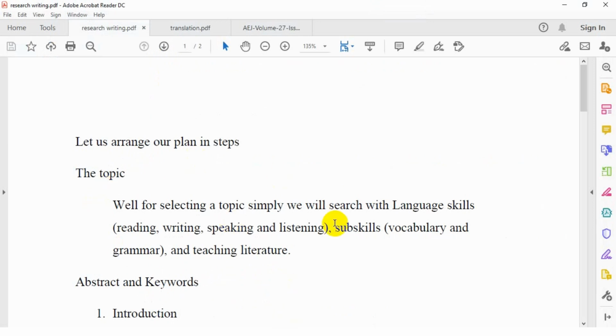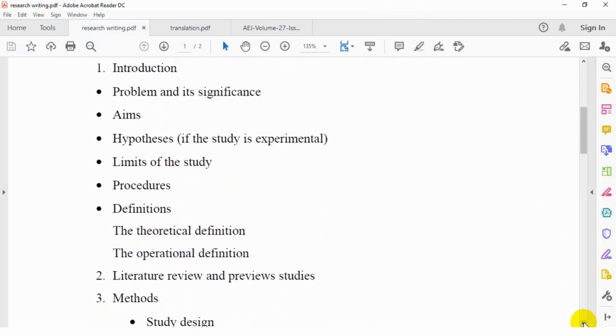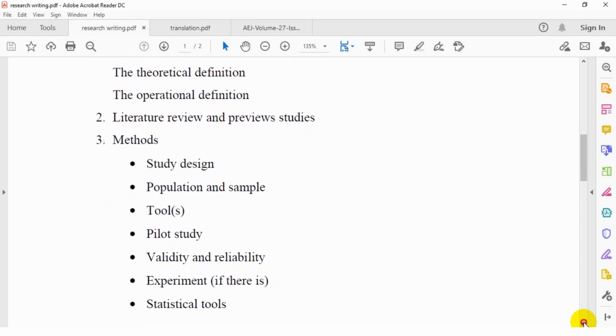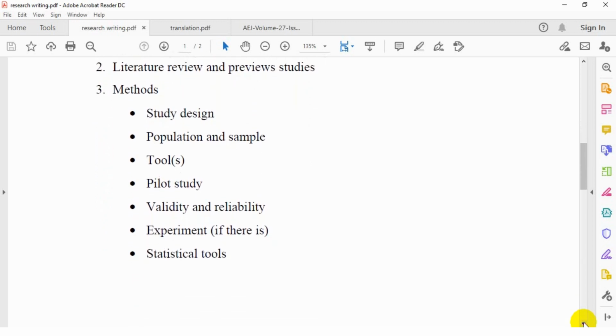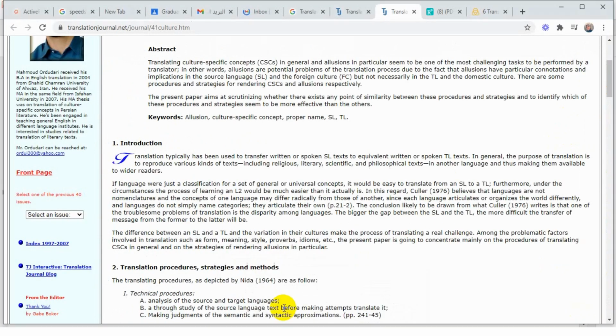Now we have not only definitions and literature, of course. Look at this plan. After the problem and its significance, we will try to find something to support our problem and then write our aims and hypothesis if we have an experimental study, decide the limits of our study, and the definitions, literature, and now the methods. We will try to find previous studies similar to ours, or like our study in some points, such as tools, some variables, or the study sample. All of these we can get from searching for information.